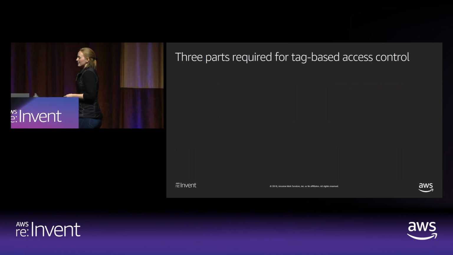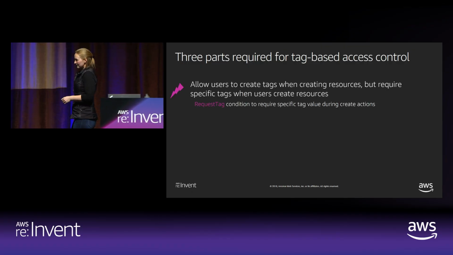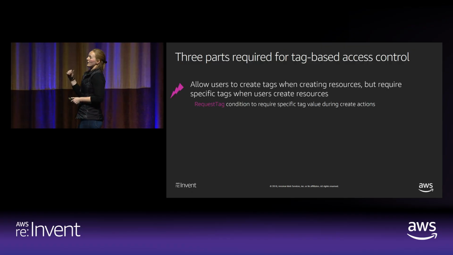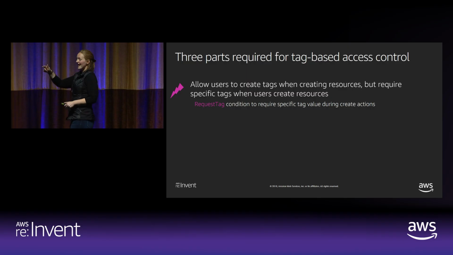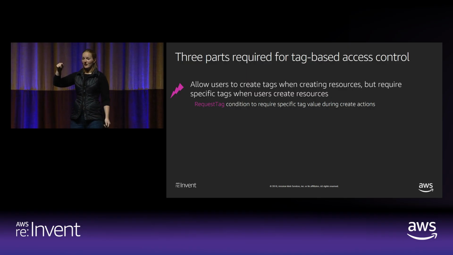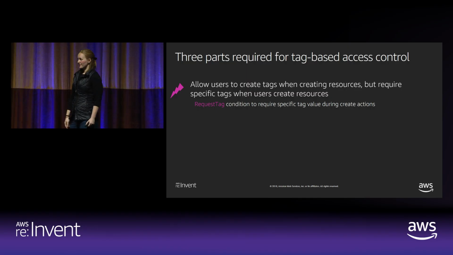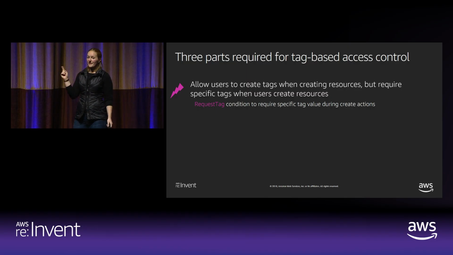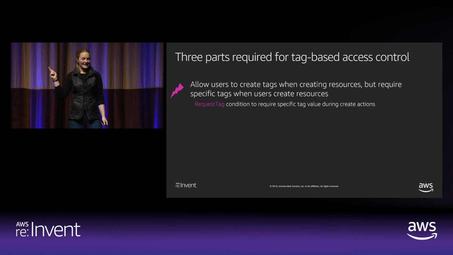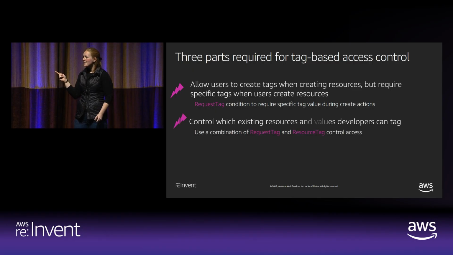So, 3 parts for tag-based access control. One is you need to say, okay, users, you can create tags, or better, you must tag this resource with this tag when you are creating resources. For this, you're going to use the request tag, okay? The request tag condition key. This is different than the resource tag.